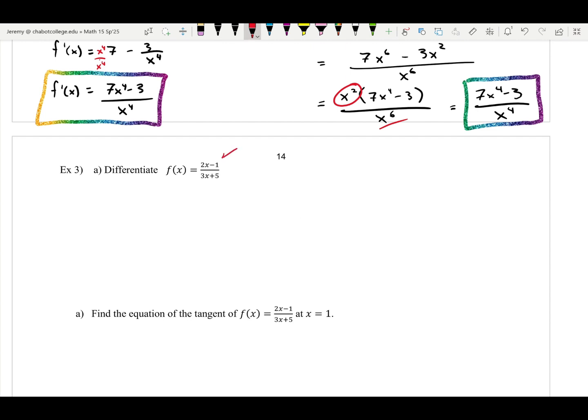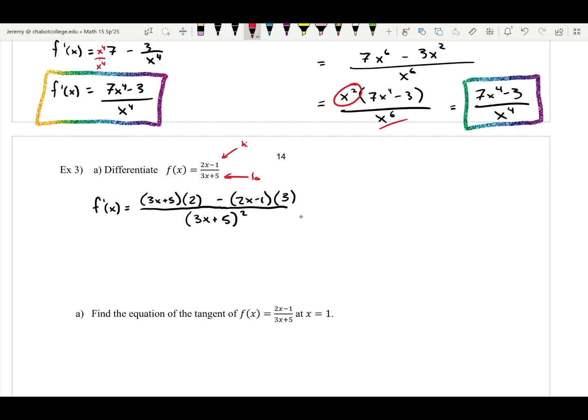But it's okay, it's not a huge deal. There's our high function, here's our low function. So let's apply the formula here. So f prime of x is equal to low d high, so that'll be 3x plus 5 times the derivative of the numerator, so that'll just be 2, minus high d low, so 2x minus 1 times the derivative of the bottom, which is 3, and then square the bottom and away we go. So 3x plus 5 squared.